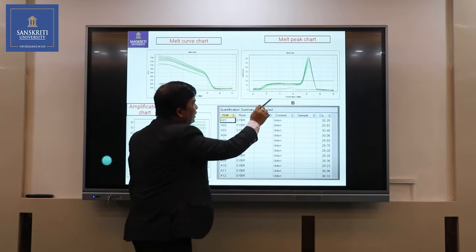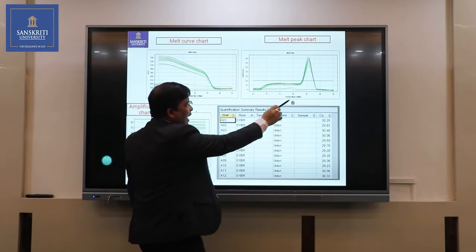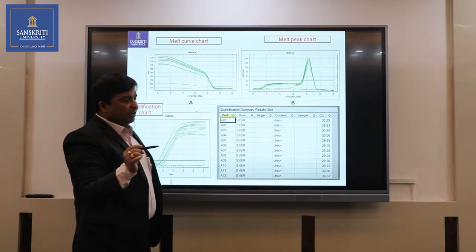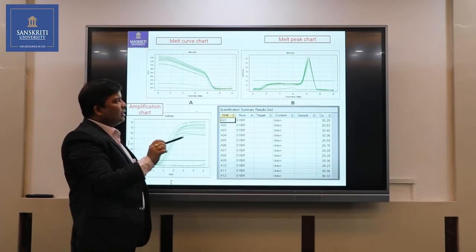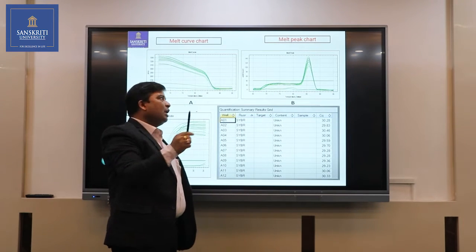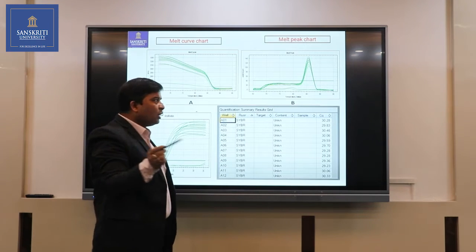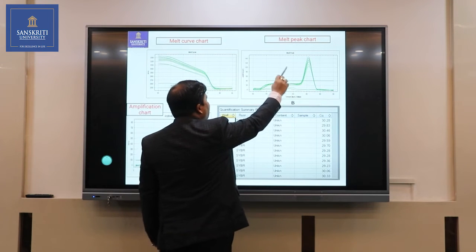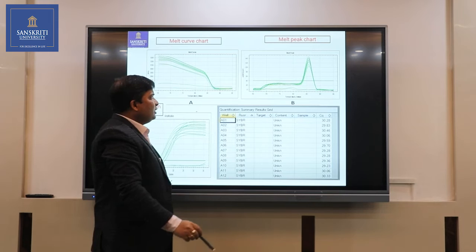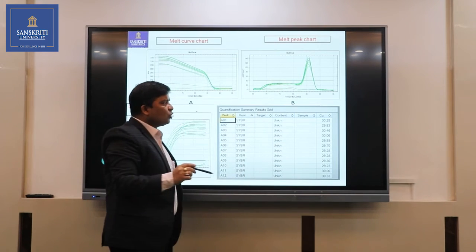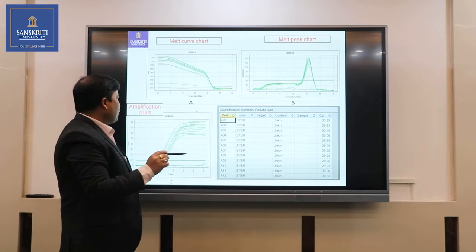In the melt peak chart, we can see that at the melting temperature we get a peak. If there is no contamination, we will get a single peak. If there is a contamination or non-specific product, then we get another peak, and this peak comes out at its own melting temperature.